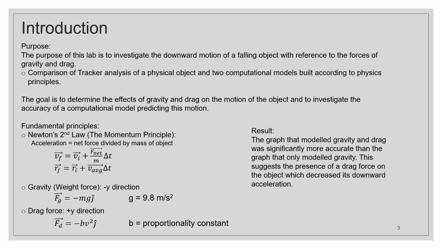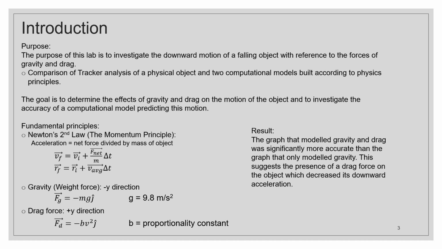The purpose of this lab is to investigate the downward motion of a falling object with reference to the forces of gravity and drag. I will do so by comparing the tracker analysis of observed motion with the predicted motion from two computational models. The fundamental principles in this lab are Newton's second law, gravity, and drag force. Newton's second law states that F net is equal to the derivative of momentum with respect to time. From this equation, the following velocity and position update formulas were derived. They will be used in this experiment to predict the downward motion of the falling object as a function of time.